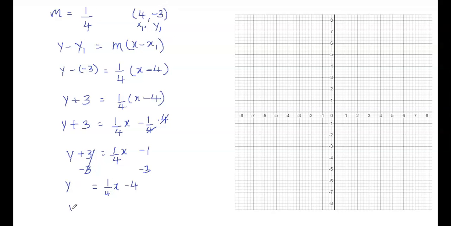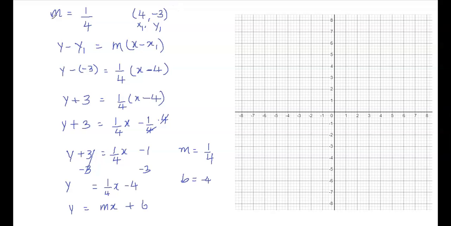Now you can see that this equation matches the slope-intercept form, because slope-intercept form is y equals mx plus b, and the coefficient of x is m. Here the coefficient of x is 1/4, which is my slope, and this was also given in the question. Now my y-intercept, my b, is -4. So I know that my slope is 1/4 and my y-intercept is -4. Now this is really easy to graph, because once we know the slope and the y-intercept, we can easily graph that equation. But I'm going to show you another way to graph this equation.